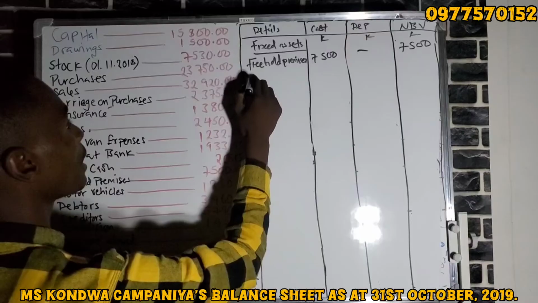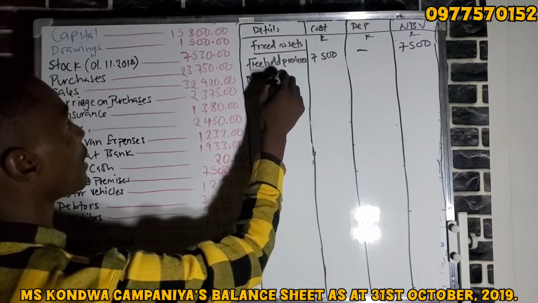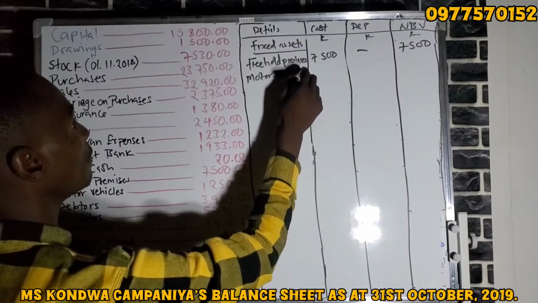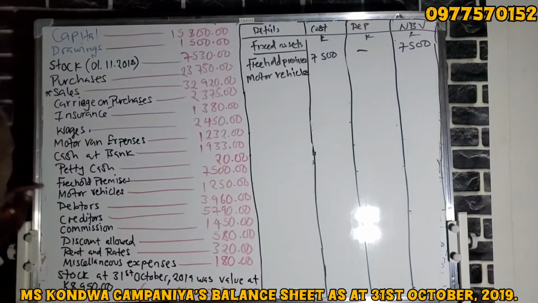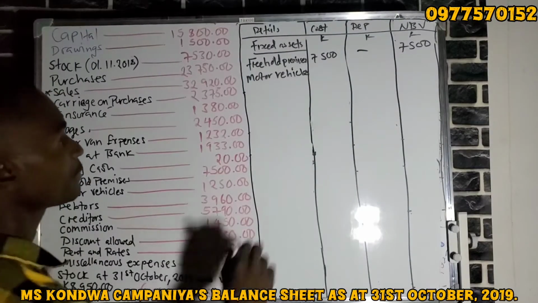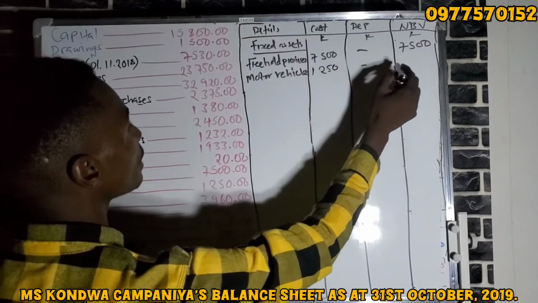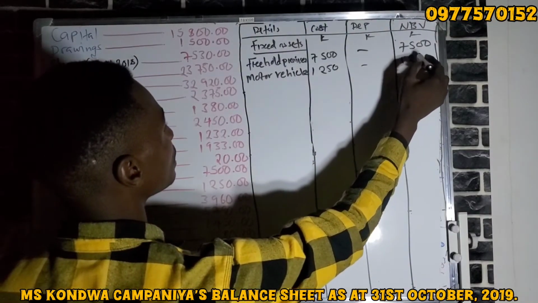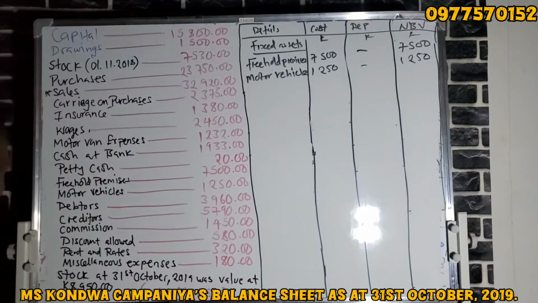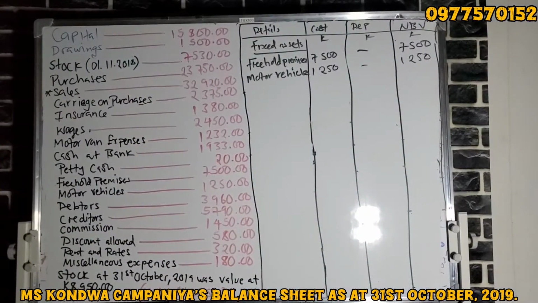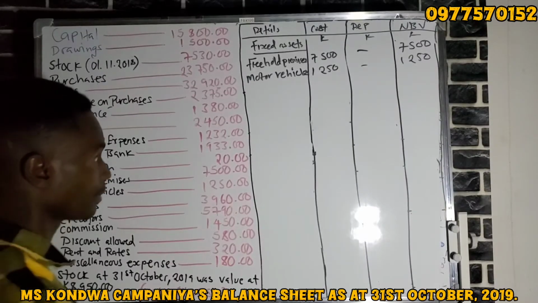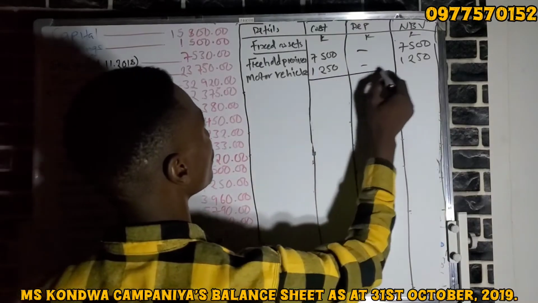Then we go to motor vehicles. So right here, motor vehicles. Motor vehicles, how much are they? 1,250. So I'm going to write here 1,250 there. Let's double check, if we still have any. We don't have these, that's all. So let's draw a line.